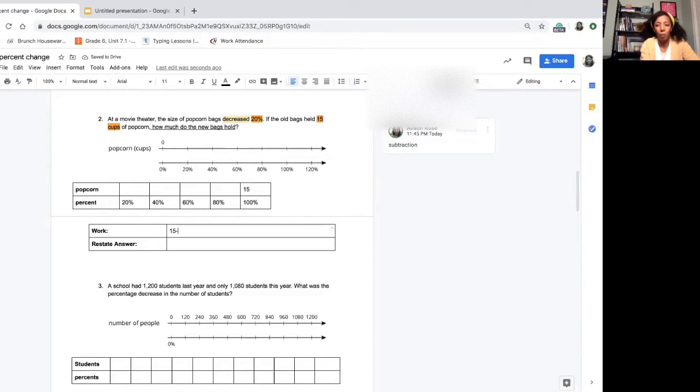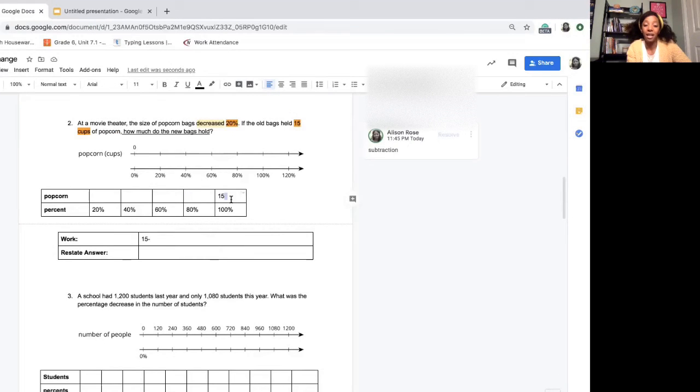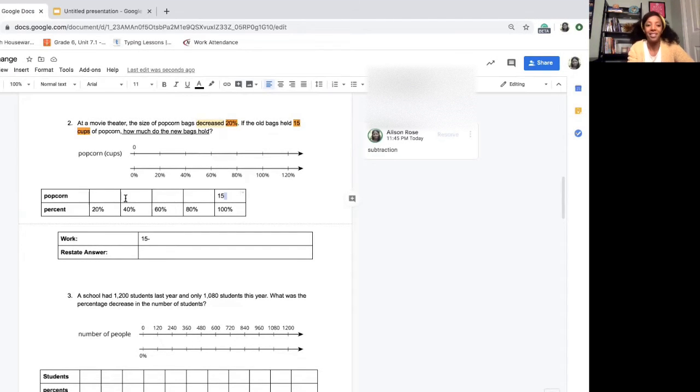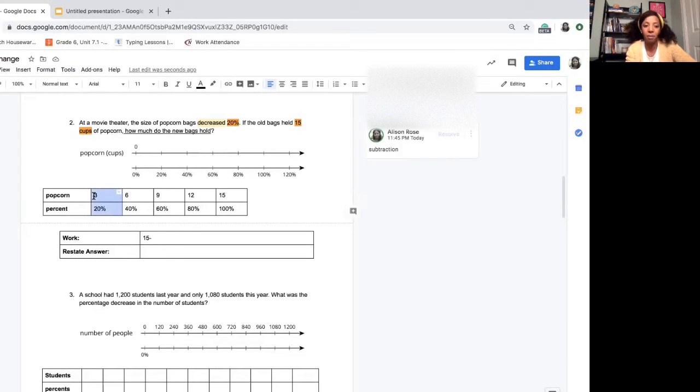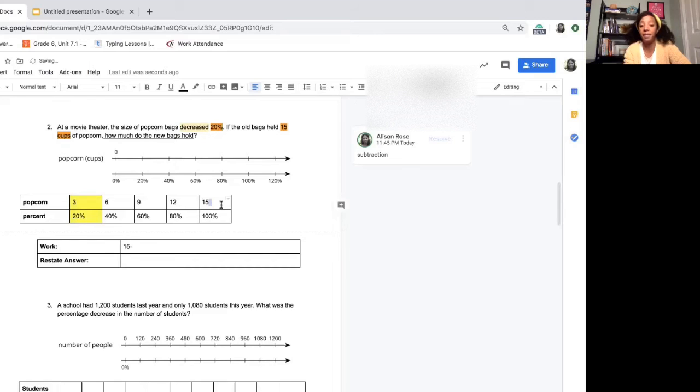The problem is, what is my 20%? Well, let's see. I have a total of 1, 2, 3, 4, 5 sections that I cut my 100% into when I counted by 20%. So if I take 15, divide that by 5, that should give me 3. So that means we're going to count by threes. 3, 6, 9, 12, 15. Look how easily that fit in. So I know that 20% in this problem represents 3 cups of popcorn, and 100% represents 15 cups of popcorn.